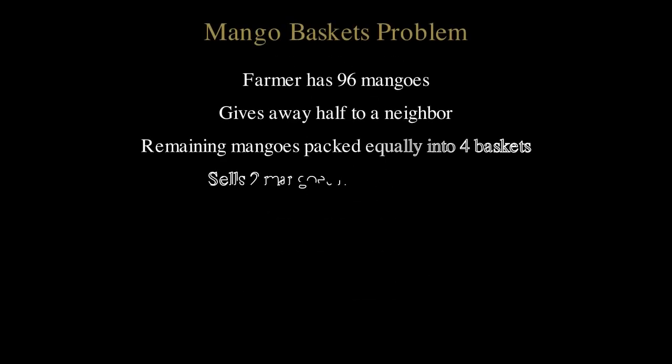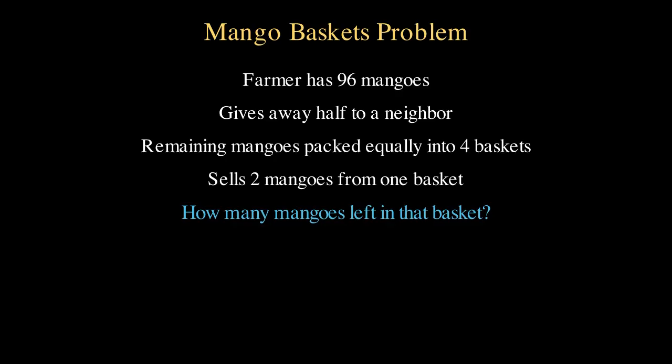Here is the problem. A farmer has 96 mangoes. He first gives away half of them to a neighbor. From the mangoes that remain with him, he then packs them equally into 4 baskets and finally sells 2 mangoes from one of those baskets at the market. How many mangoes are left in that one basket?